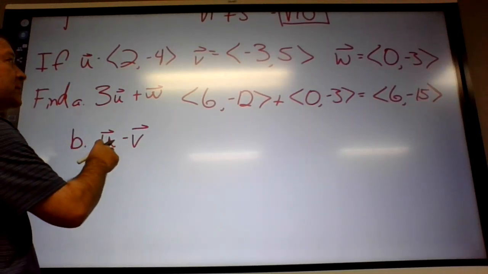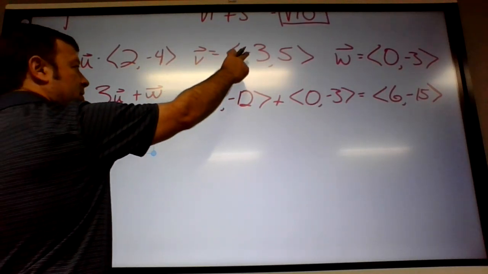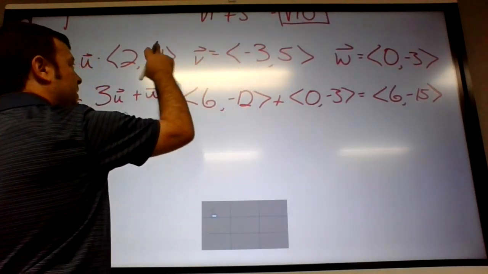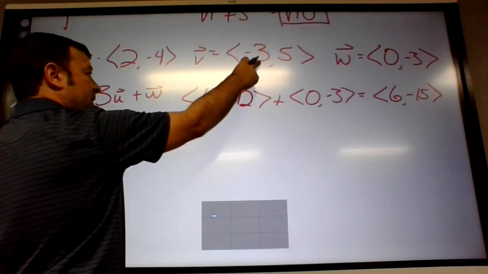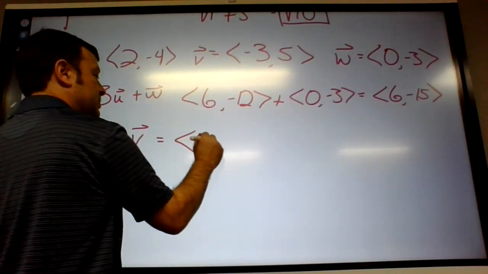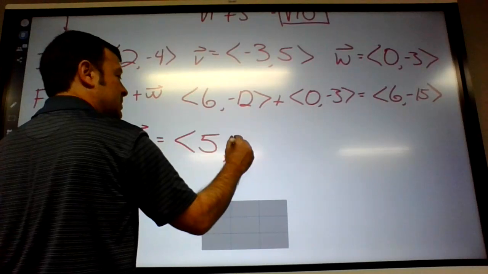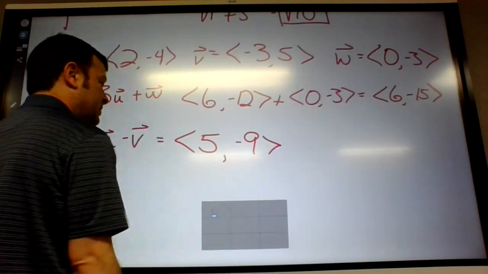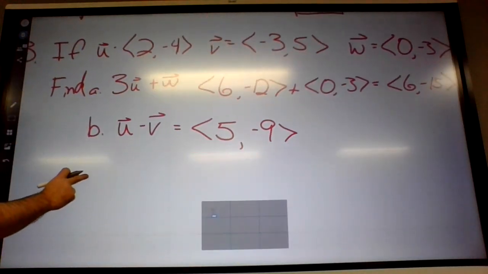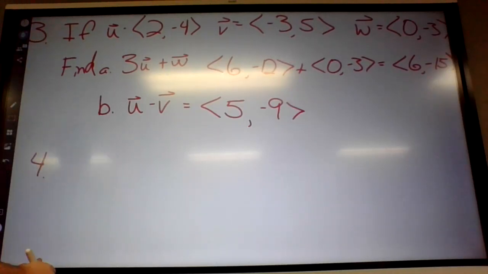U minus V. So how do we subtract vector V? You gotta subtract both of these. So if it's 2 minus -3, that would be 2 plus 3, so that'd be 5. And then -4 minus 5, -9.